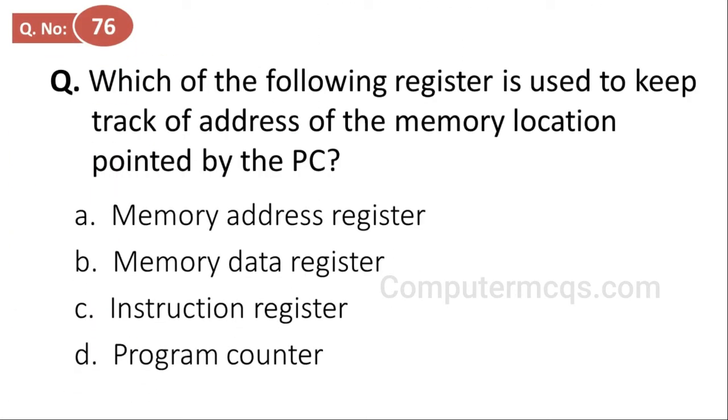Which of the following register is used to keep track of address of the memory location pointed by the PC? Options are Memory Address Register, Memory Data Register, Instruction Register, Program Counter. And the correct answer is option D, Program Counter.